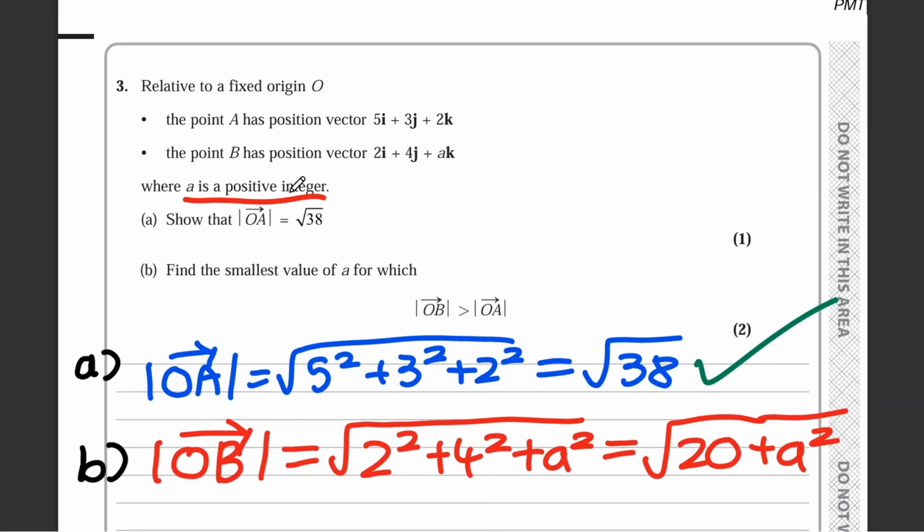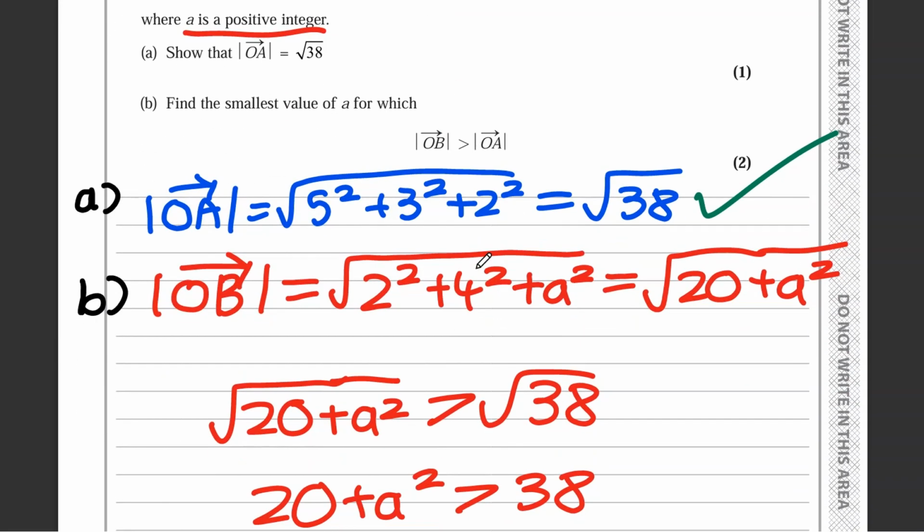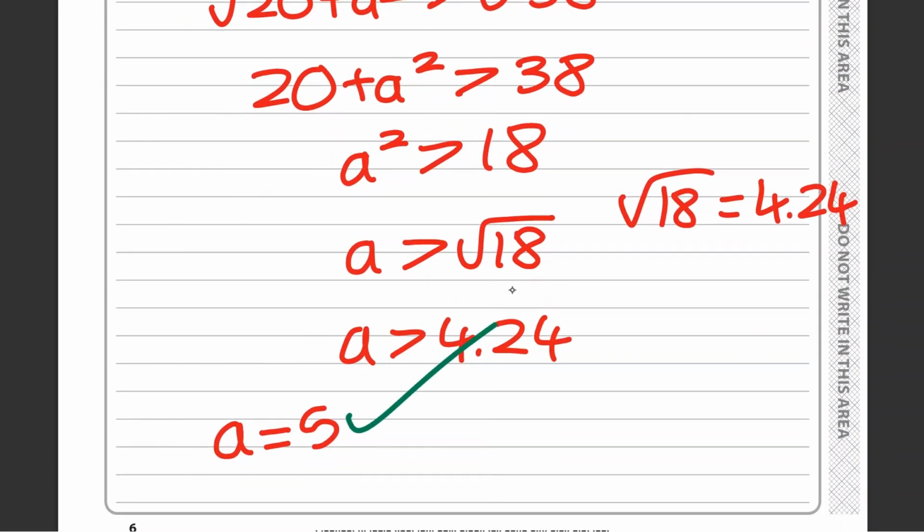This is the smallest value of A, given that A is a positive integer, where the magnitude of OB is bigger than the magnitude of OA. This is worth 2 marks. The first mark comes from getting this here, that the magnitude of OB is equal to this, and the second one is figuring out that A is equal to 5.